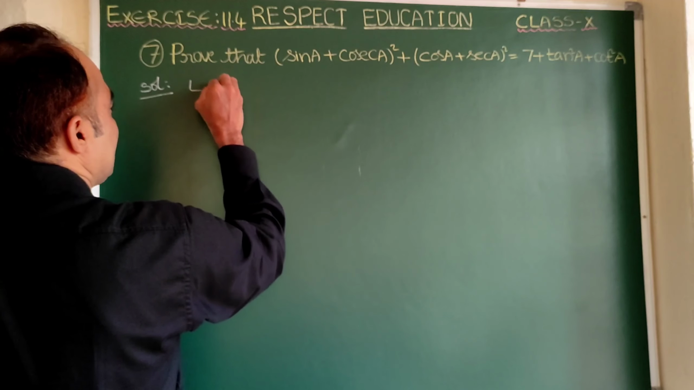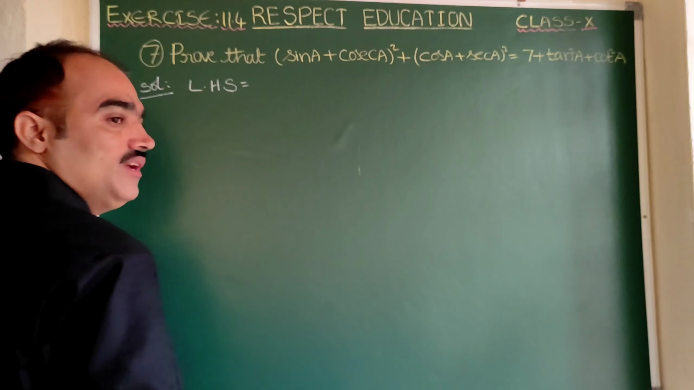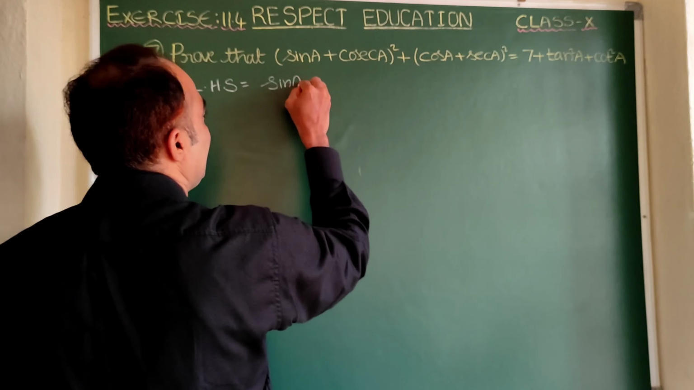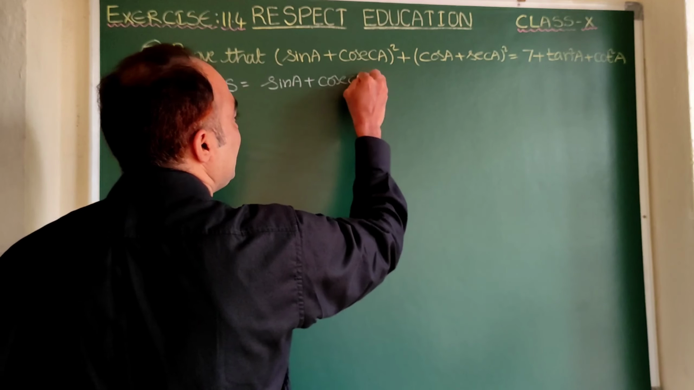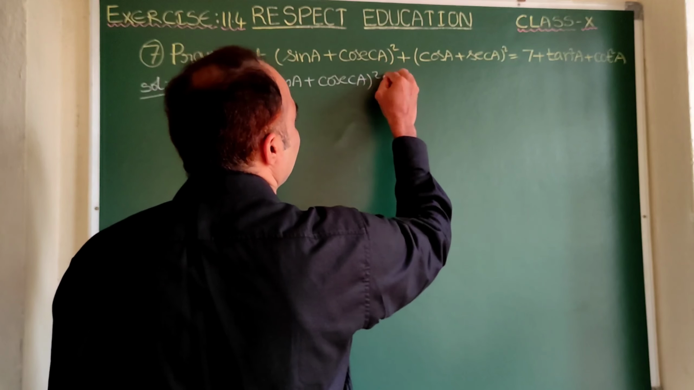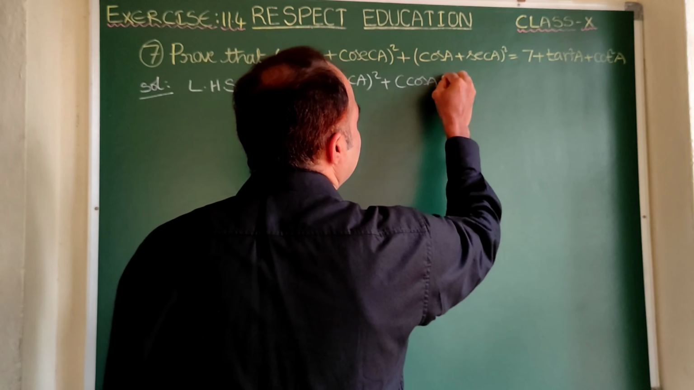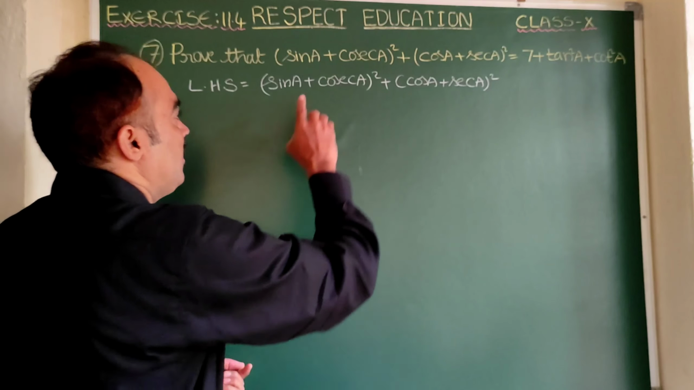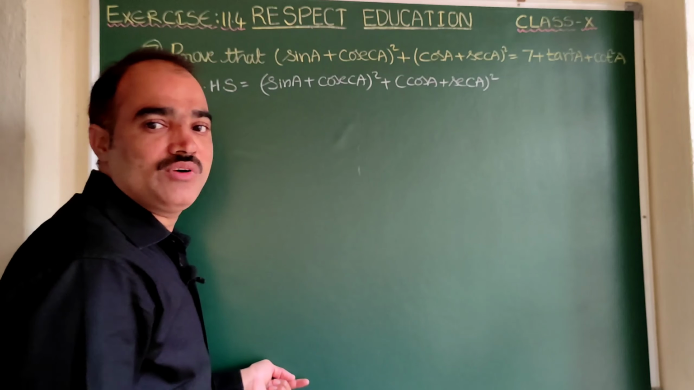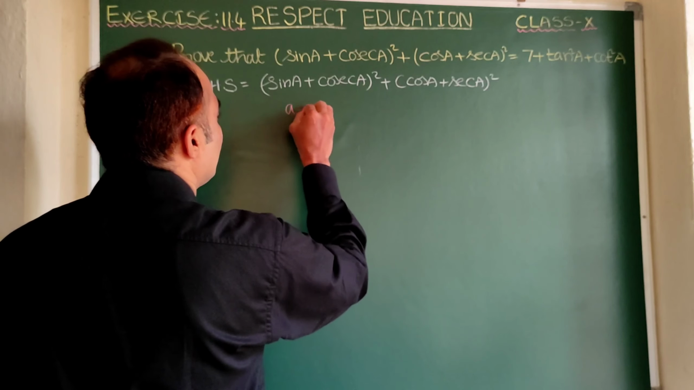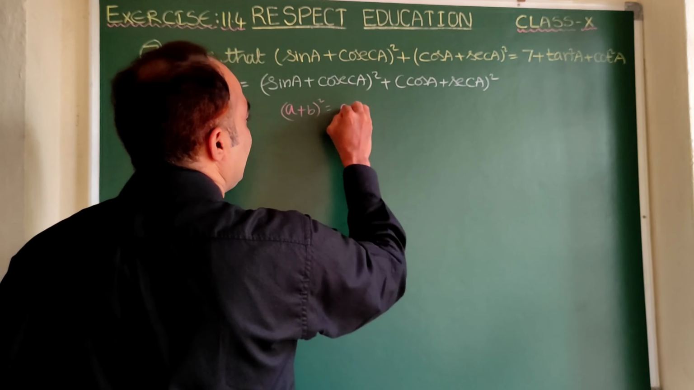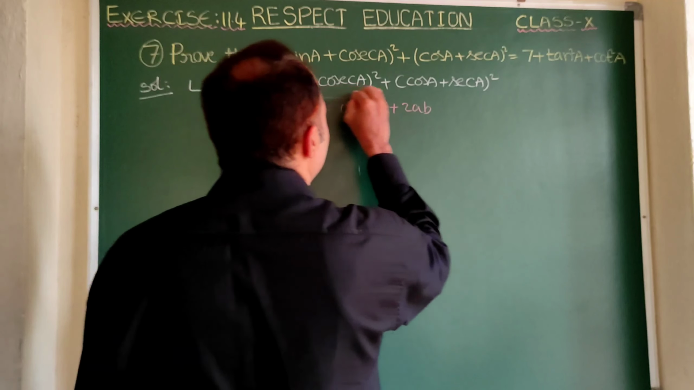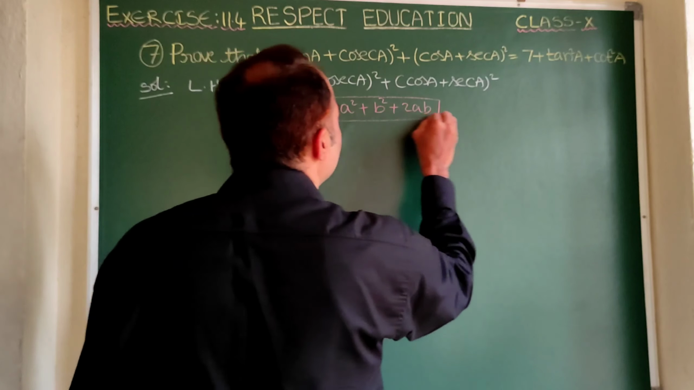Consider the LHS, the left hand side part of the problem. So let us take this value completely. What is given: (sin A + cosec A) whole square plus (cos A + sec A) whole square. Here you observe carefully, for both of them the (A plus B) whole square formula is suitable. What is (A plus B) whole square? A square plus B square plus 2AB. Based on this formula, we are going to expand both of them.